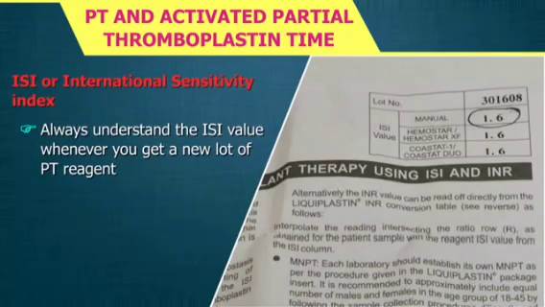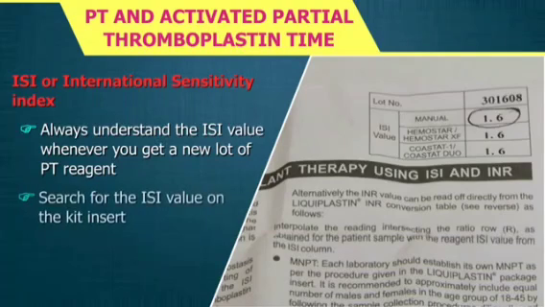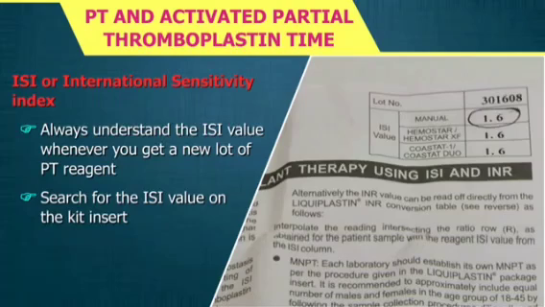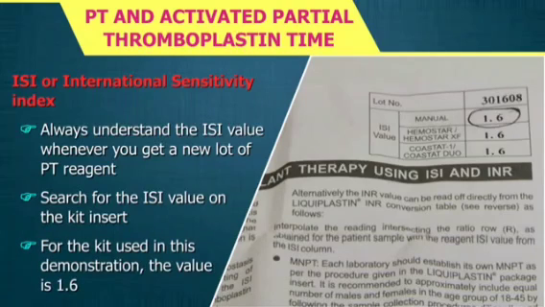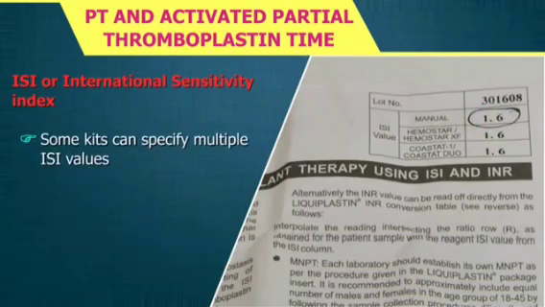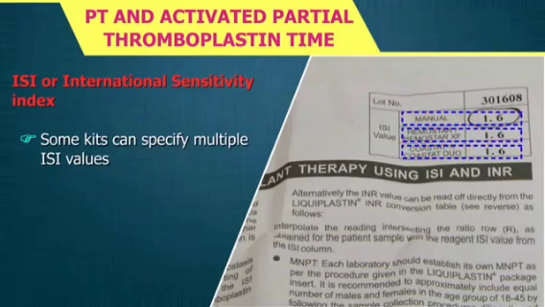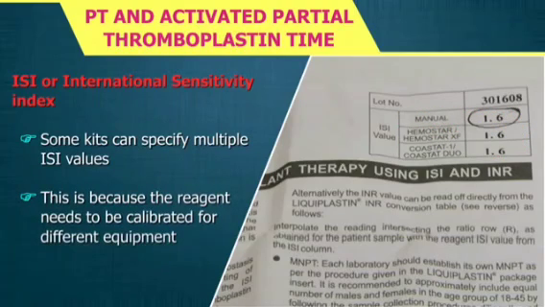Always check the ISI value whenever you get a new lot of PT reagent. Search for the ISI value on the kit insert. For the kit used in this demonstration, the value is 1.6. Some kits can specify multiple ISI values. This is because the reagent needs to be calibrated for different equipment.